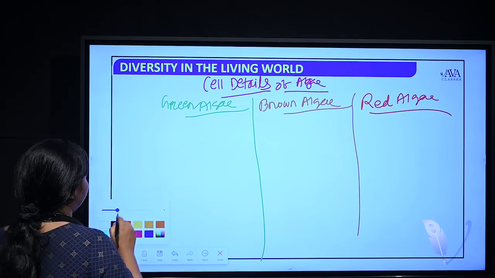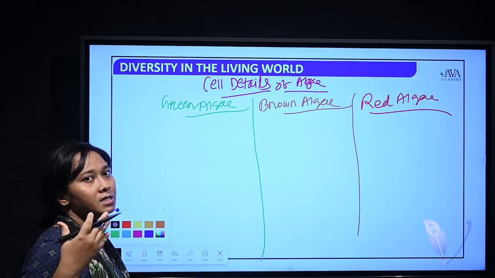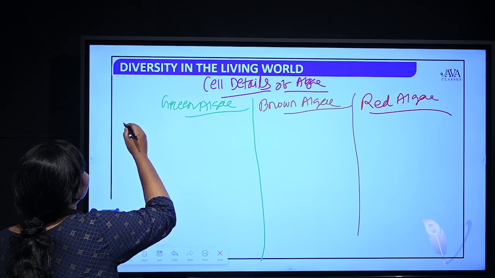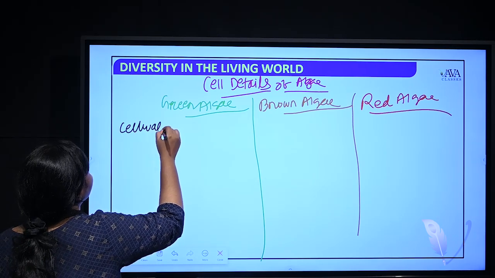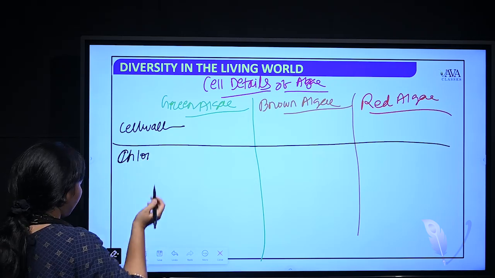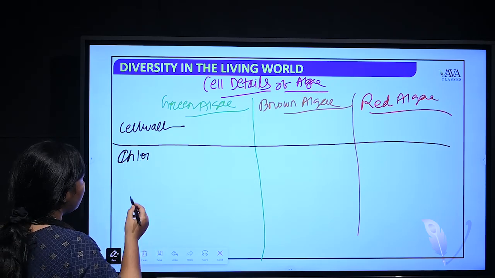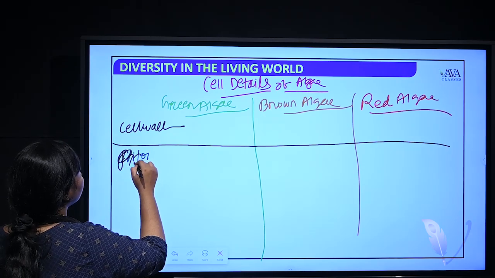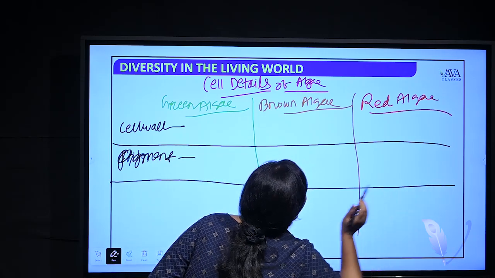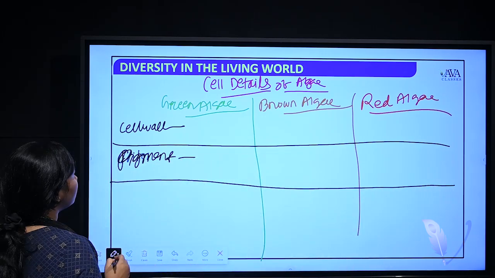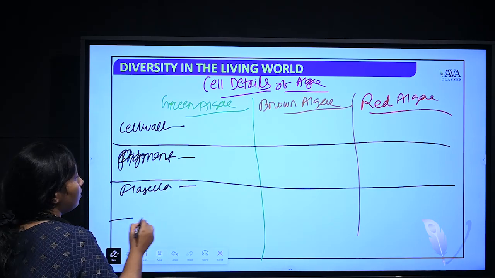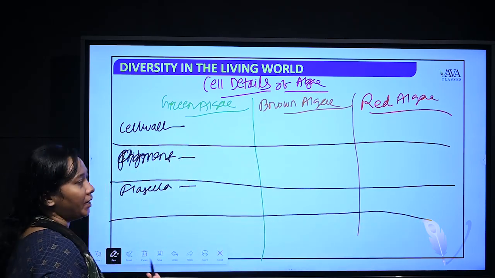So on which basis do they differ? For example, they are cell wall, chlorophyll or pigment. We won't say chlorophyll here, pigment. Another, we can study about their flagella. Another is their reserve food material.